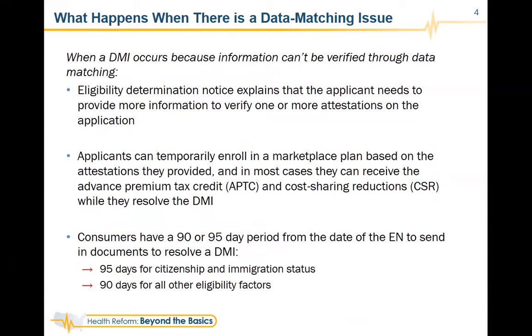So, when there is a data matching issue, the eligibility determination notice will say that more information is needed to verify the eligibility factor, and it will also list the different kinds of documents that can be provided to verify that eligibility factor. And most consumers can enroll in a plan and can even receive their subsidies during what we call an inconsistency period. That period could be either 90 or 95 days long, depending on whether it's a citizenship or immigration status issue they're trying to address, or another eligibility factor.